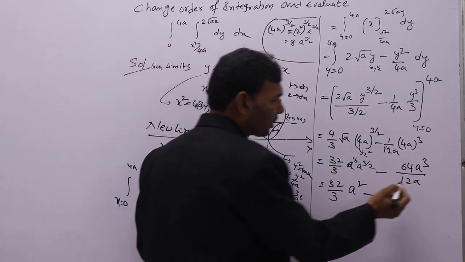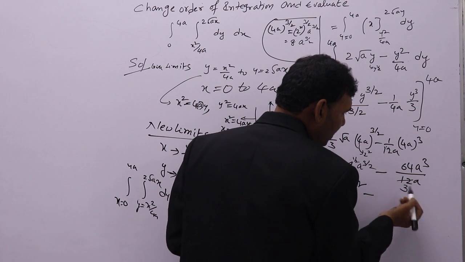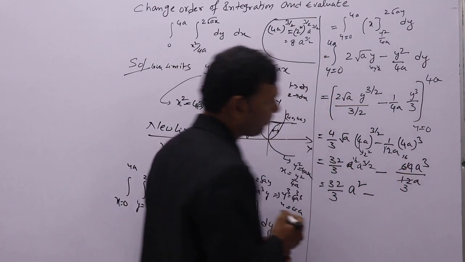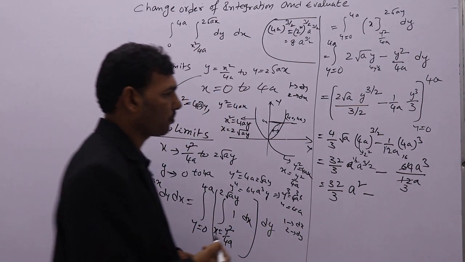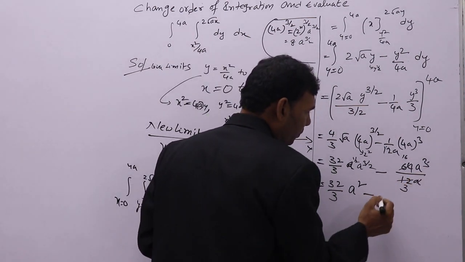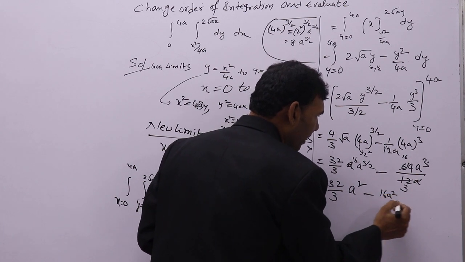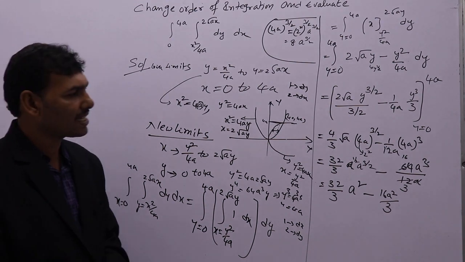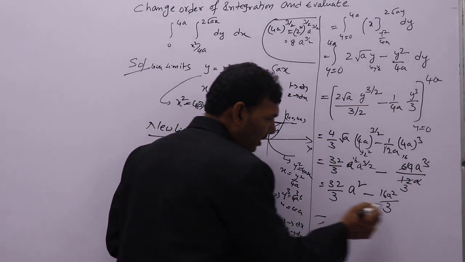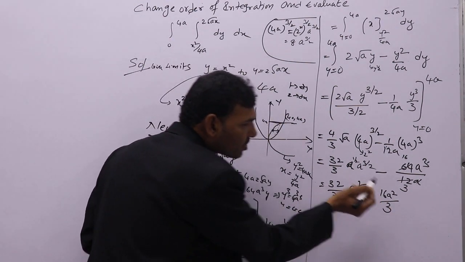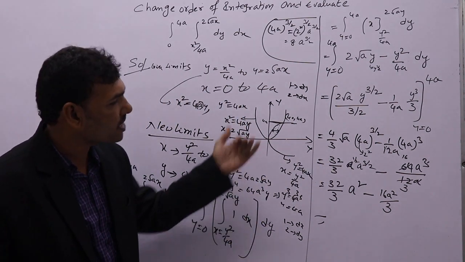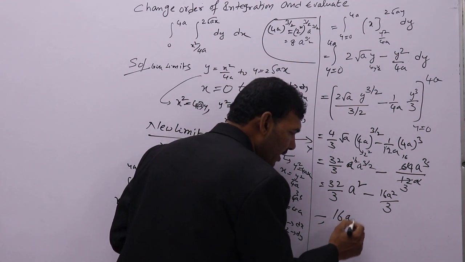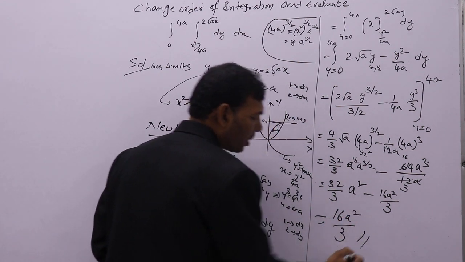If you can cancel with 4, 4 3s are 12 into 4, 16s. 16 4s are 64, a gets cancelled. So what you are having? 16a square by 3. Now if you take 3 as LCM, what happens? 32a square minus 16a square. What is 32a square minus 16a square? 16a square by 3 you will get.